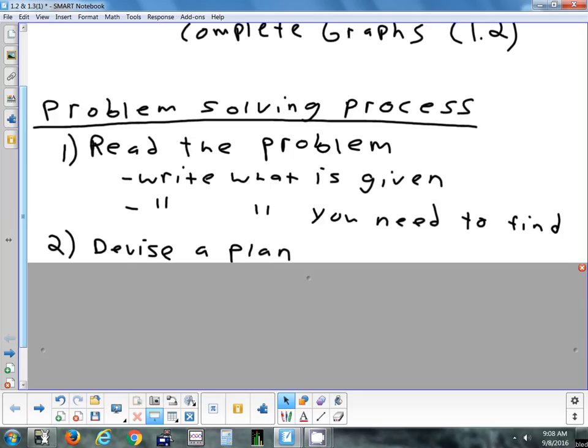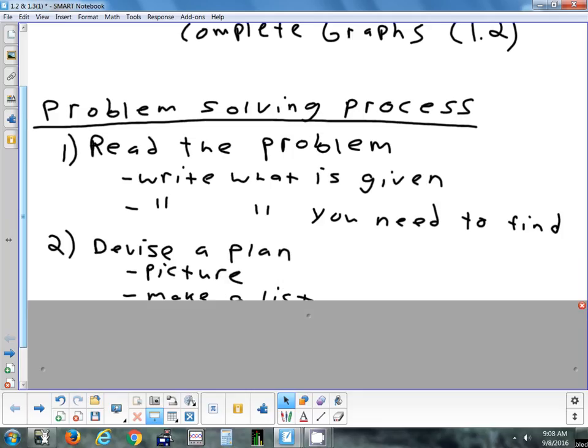How about if somebody gave you a word problem and they described a whole scene to you? What might be a good thing to do if somebody gives you a verbal description of something so you can visualize it better? You can draw it out. Yeah, you can draw it out, make a picture.